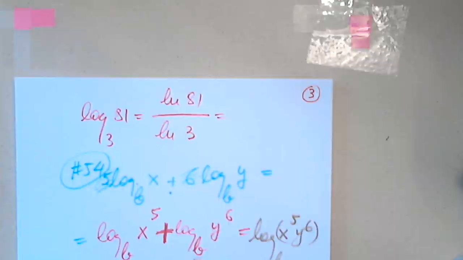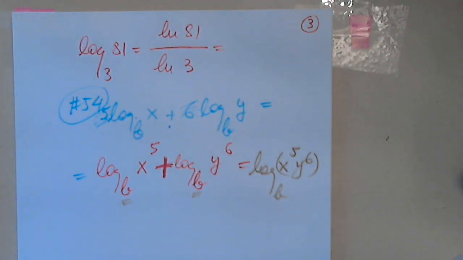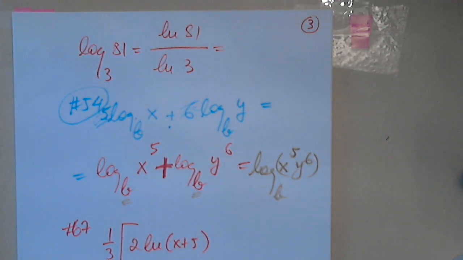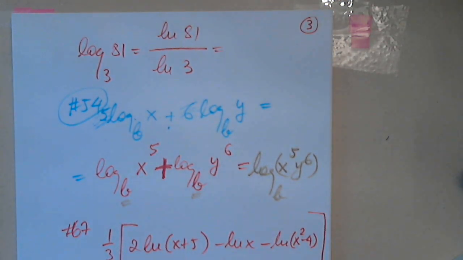Do we need more condensing? Yeah. Very good. So let's look at problem 67. If at any point in time you would like to choose, please do so. 67 has 1/3, a bracket, 2 natural log of x plus 5 minus natural log x minus natural log of x squared minus 4, and close the bracket.